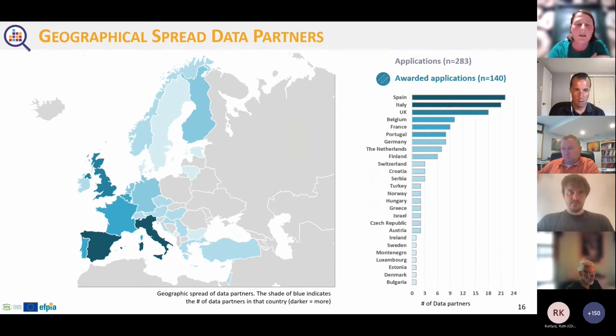And as you can see, as part of the first 5 calls that we had, 283 applications, from which 140 have been awarded. So 140 databases all over Europe have received funding to convert the data to the OHDSI. And I think during the summer there was the 6th call, and there will be one final call by the end of the year or in autumn. So whenever you think you're a European data partner and you want to be part of this network, there's still time to submit a proposal.